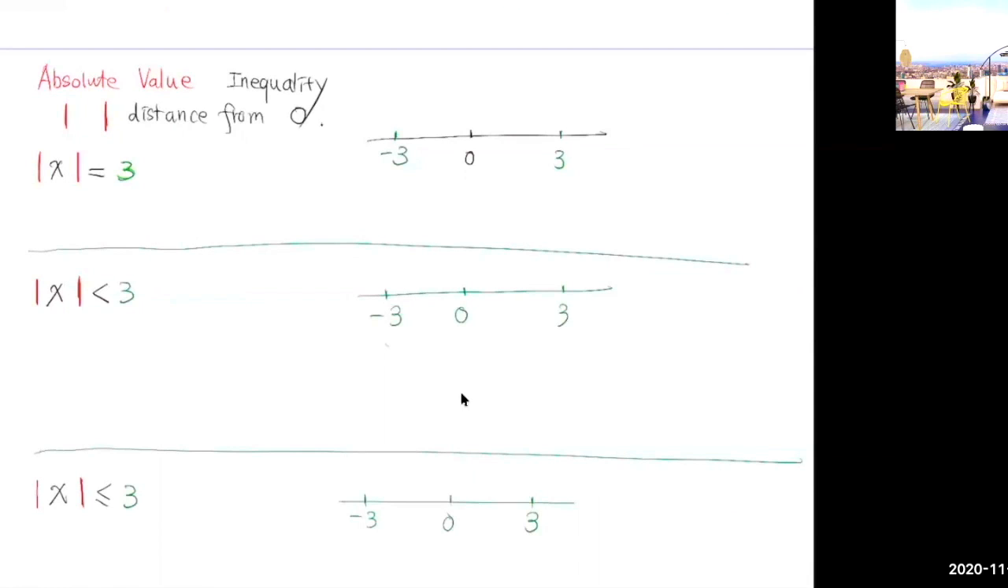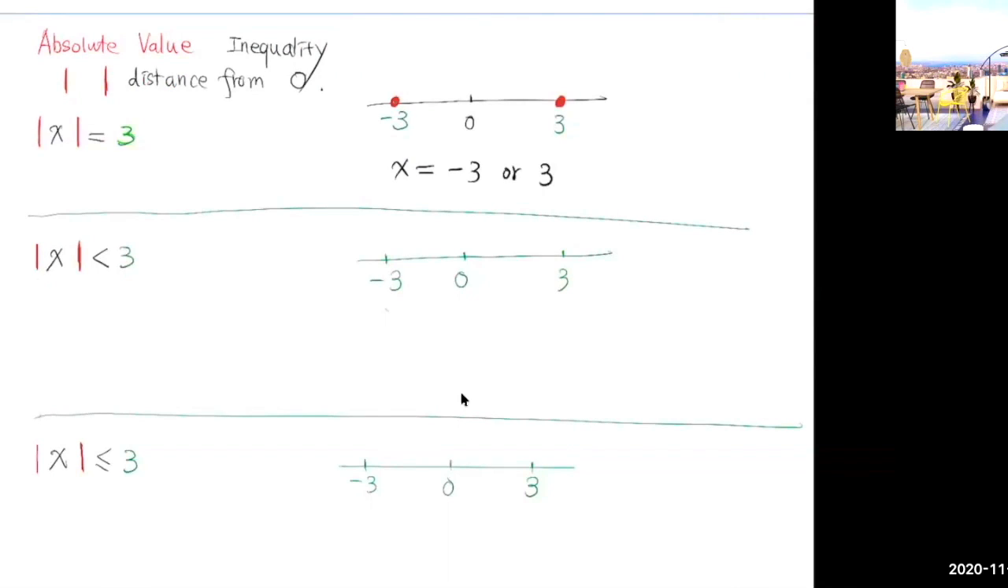Absolute value inequality. Now think about absolute value as distance from 0. The absolute value of x equals 3, so x is equal to either -3 or 3, right? So we have this one or this one. So where are those x? Think about this as a distance from 0. The absolute value of x is the distance from the number x to 0, okay?